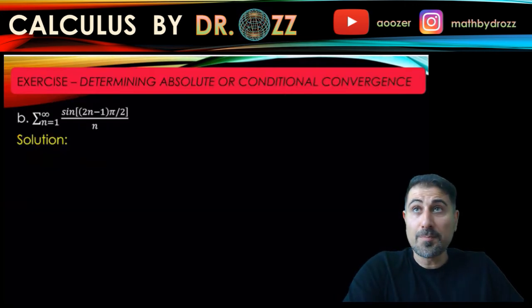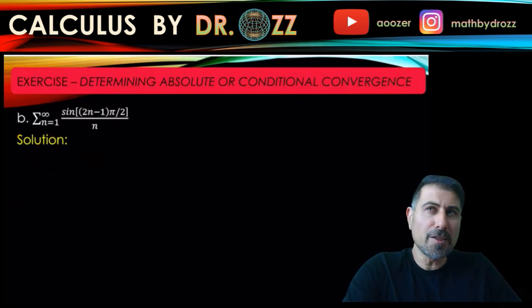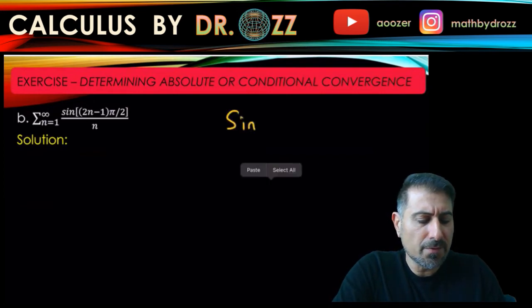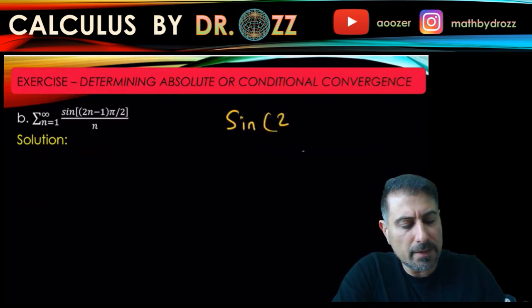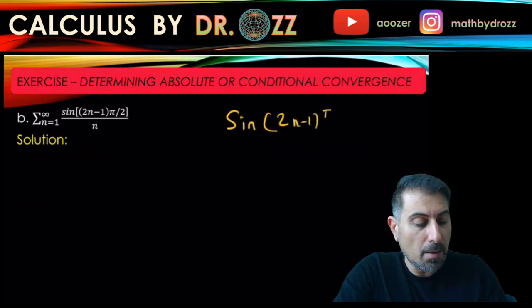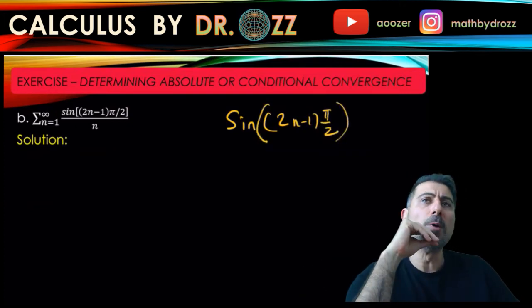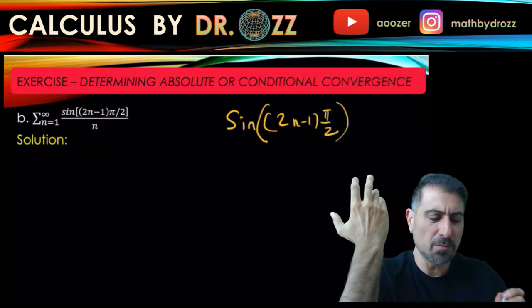All right, for part B, I'm going to look at the same thing. But before I jump into that, I need to simplify the top. So what is the meaning of sine of (2n minus 1) pi over 2? You're talking about the odd multiples of pi over 2. So what do they look like?